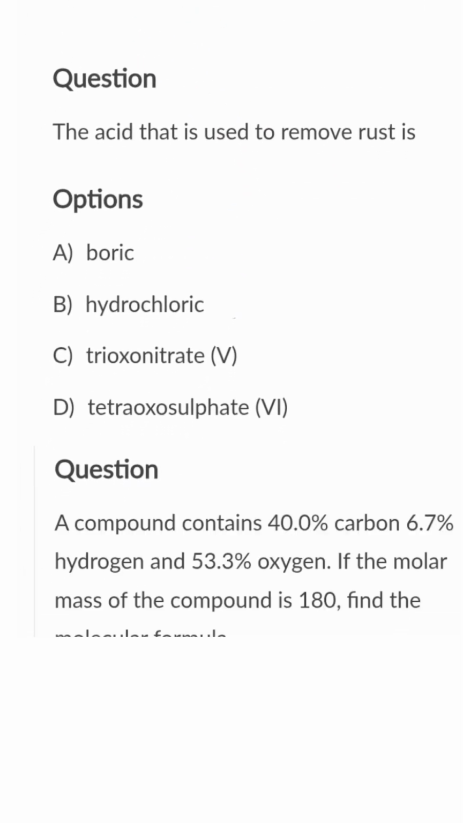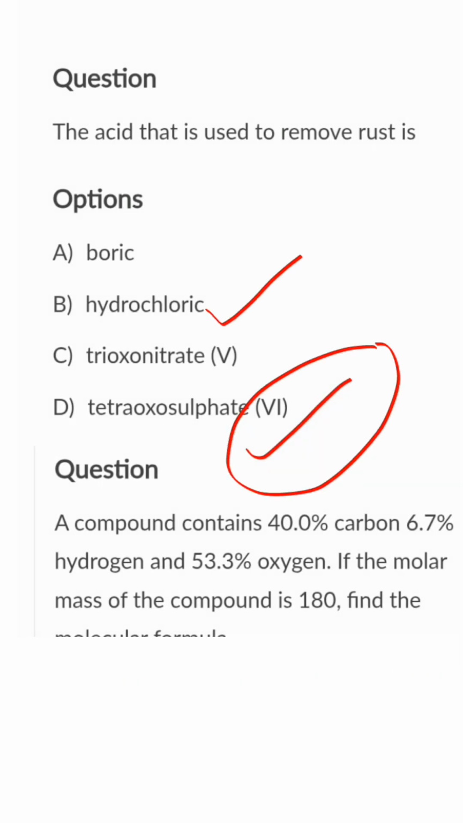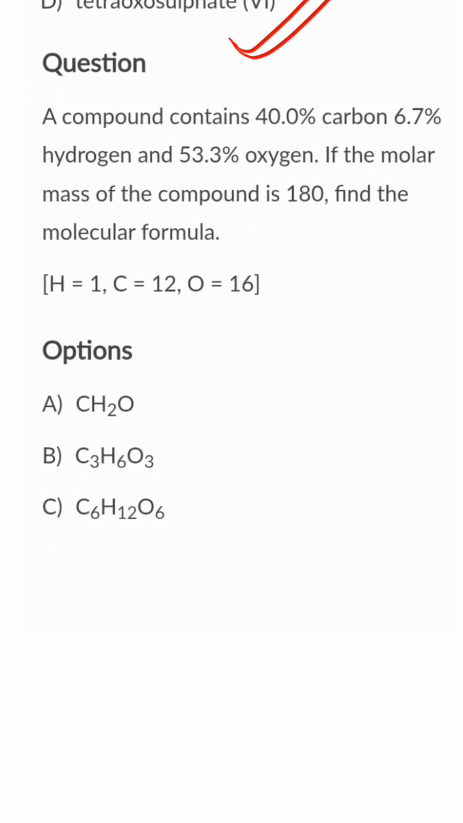The next one, the acid that is used to remove rust is what? So we have boric, hydrochloric, nitric, and tetraoxosulfate(VI) acid. So the acid used is actually H2SO4 acid. Okay, it is used to remove rust. It is a very strong dehydrating agent. HCl can also be used, but H2SO4 is a stronger dehydrating agent than HCl. So the correct answer, the one that will do the work better, is H2SO4.